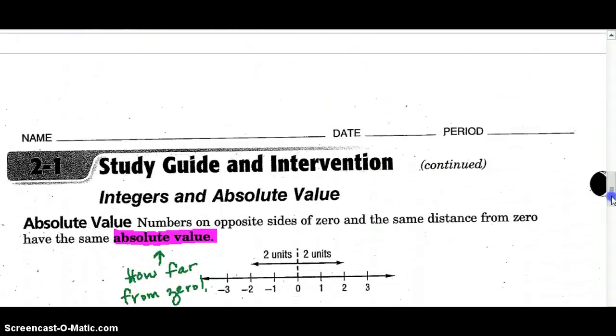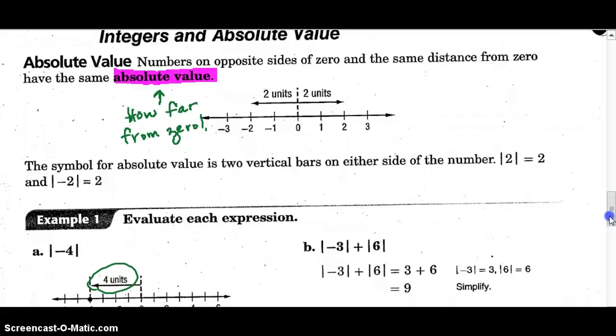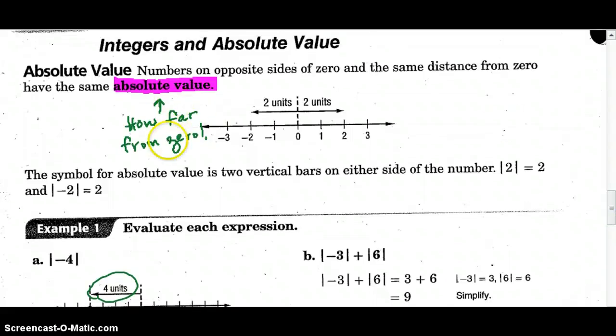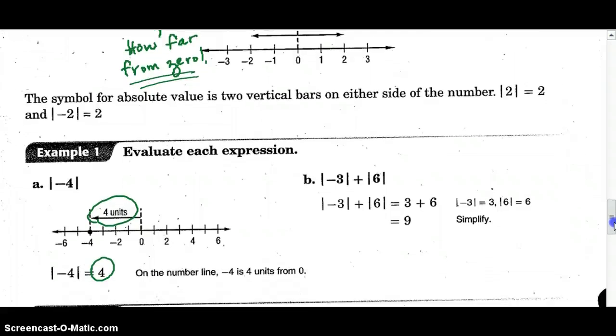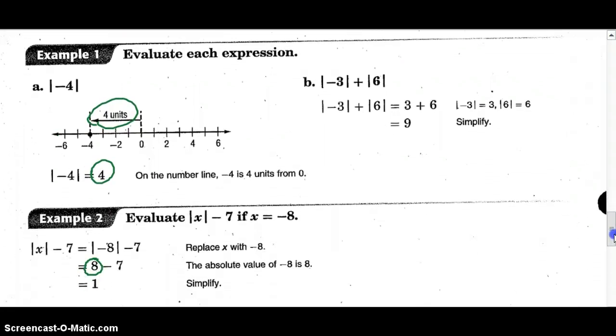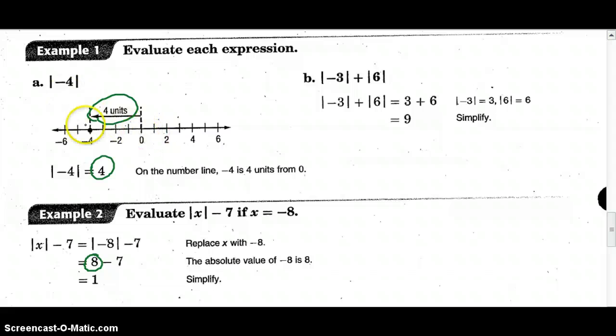Alright, moving on over to the next page where we talk about absolute value. What is absolute value? It's how far a number is from 0. Numbers on the opposite side of 0 are the same distance from 0. That's their absolute value. This is my definition in my words. So, negative 4, how many units away from 0 is negative 4? It's 4 units. So what's the absolute value of negative 4? 4.